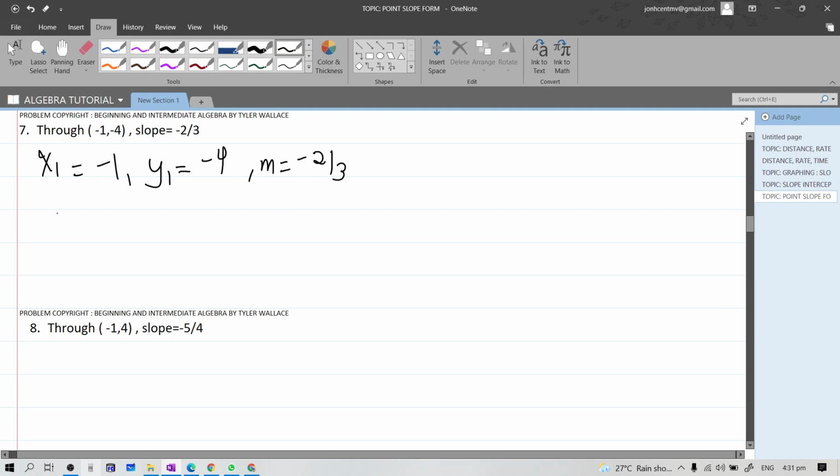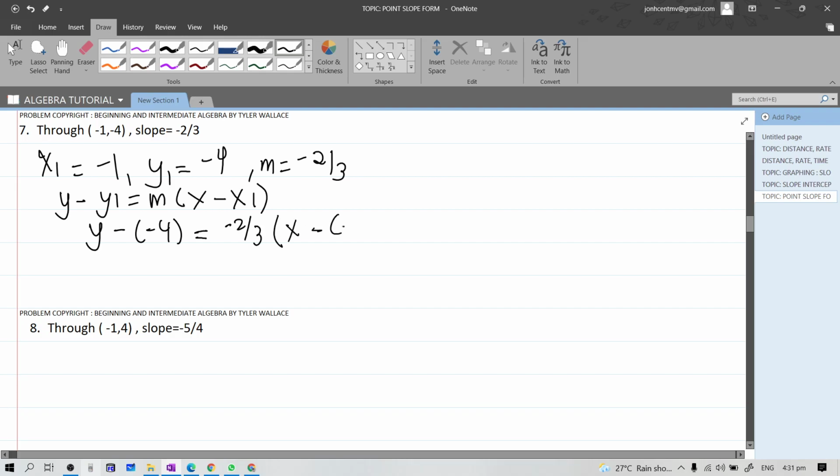Okay, so this is y minus y sub 1 is equal to m times x minus x sub 1. That is y minus, what is your y sub 1? We have negative 4 is equal to negative 2/3 times x minus negative 1. Simplified, y plus 4 is equal to negative 2/3 x plus 1.